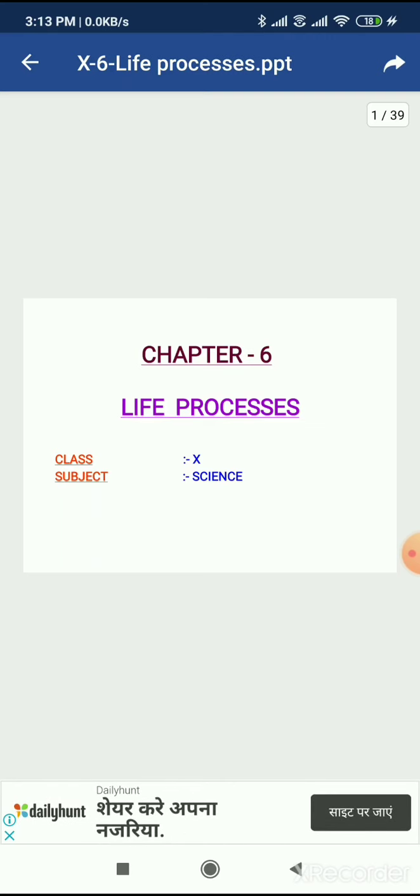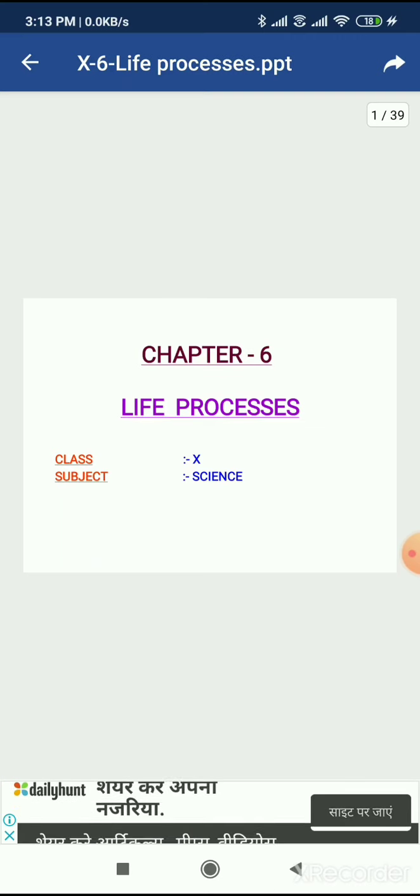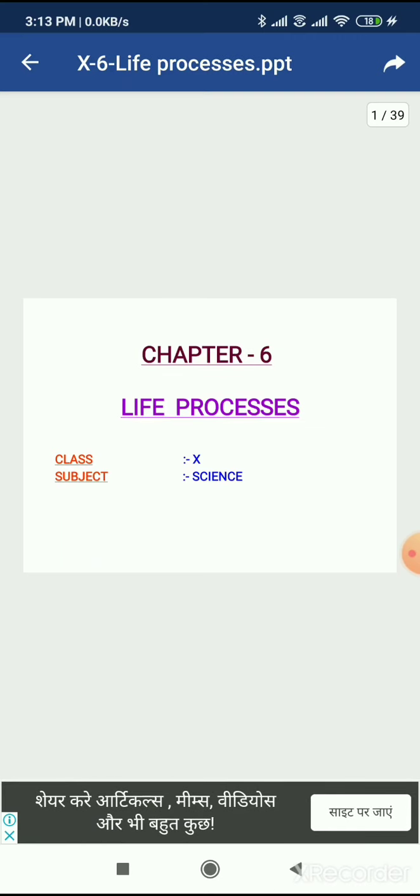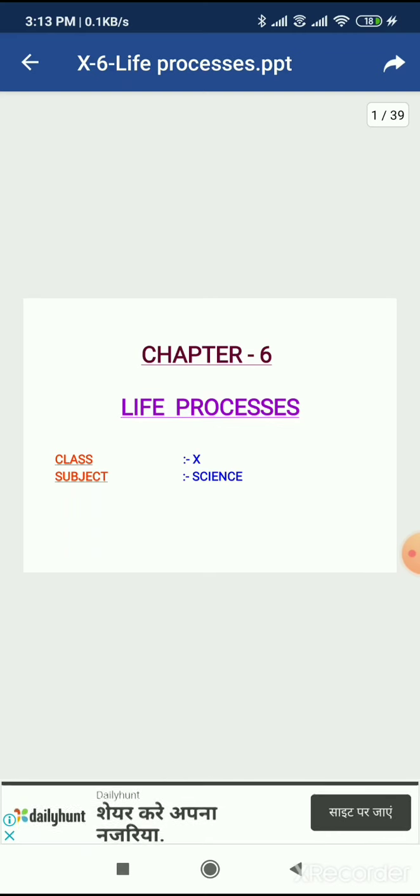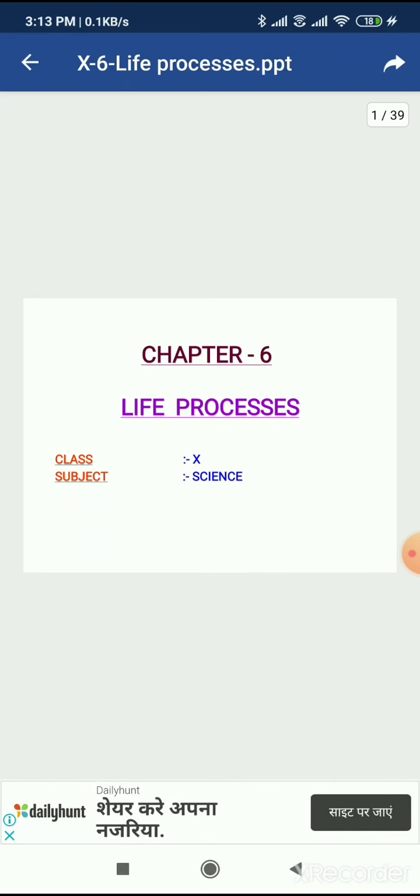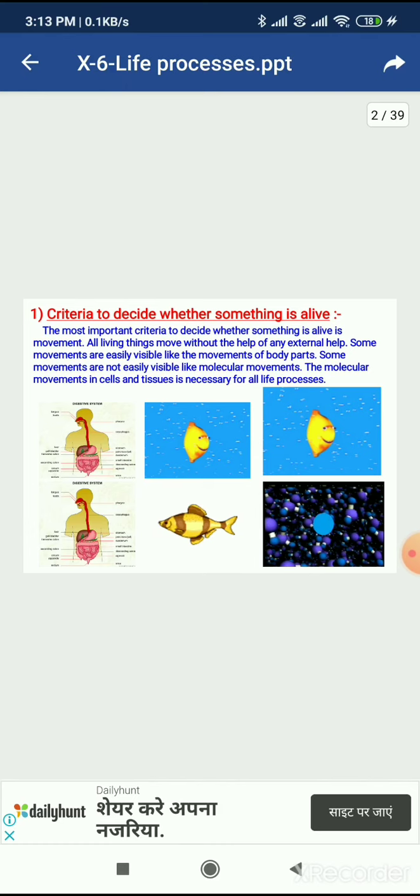So we will study one by one in this chapter. Before going to these life processes, first we will understand about the characteristics of a living organism. How we can say or what are the criteria to decide whether a living organism is alive. So here we can discuss about the characteristics of living organisms. Yes, living organisms are living organisms because they show certain characteristics, and one of them, which is very important, is movement. Yes, all the living things move without the help of any external help.